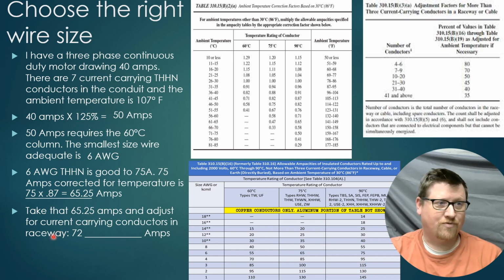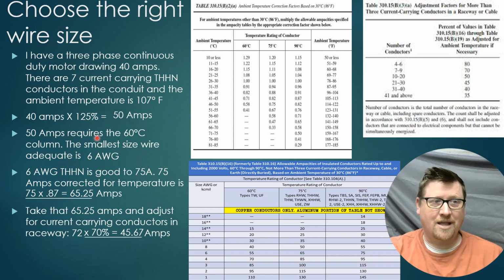So our adjustment factor for 7 current carrying conductors is going to be 70%. So 72 times 0.7, or 72 times 70%, gives us 45.67 amps.